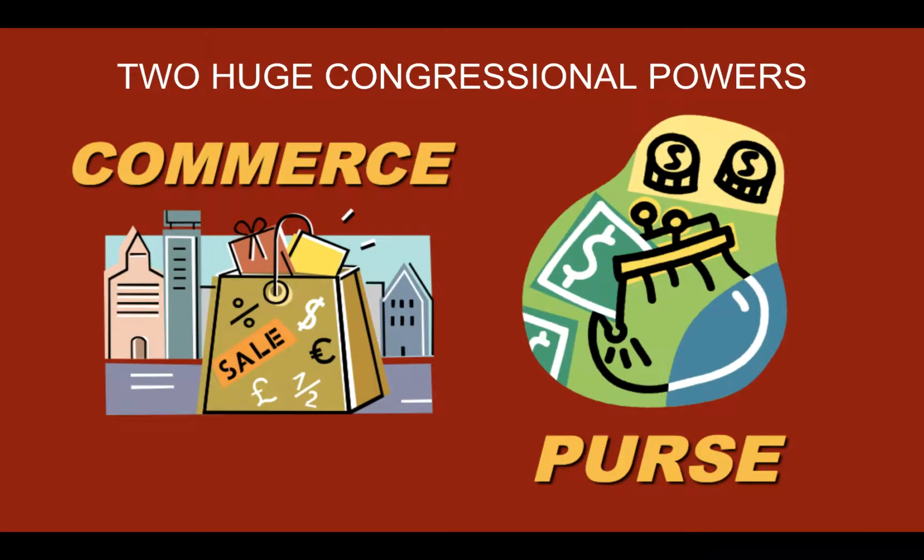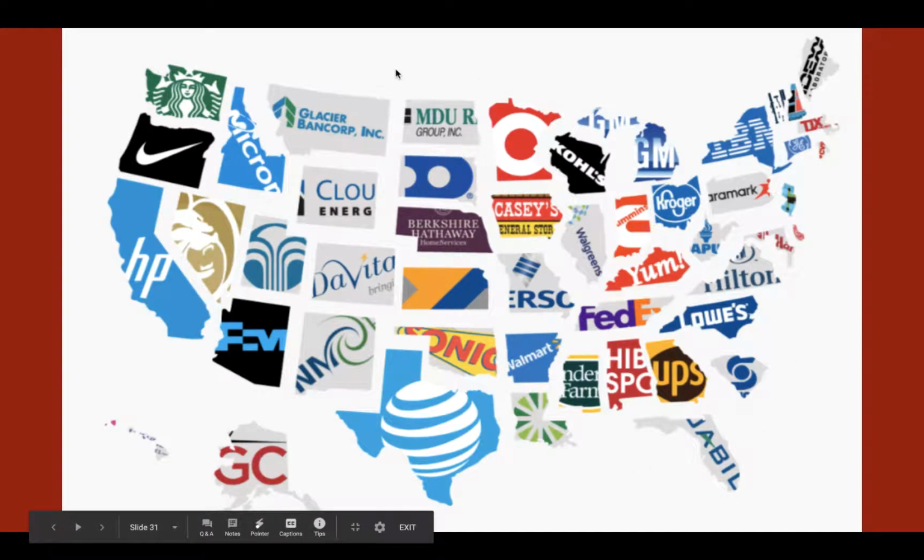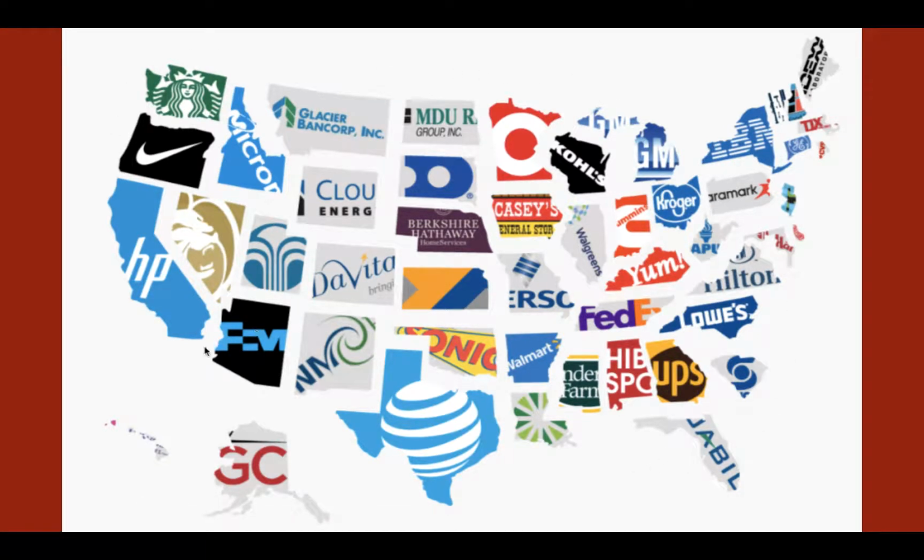Now, in there are two huge congressional powers, the power of commerce and the power of the purse. The commerce power basically says that Congress can regulate interstate trade. So think about it. If Congress can regulate things that are traded across state lines, these are some of the biggest companies in each state, that means Congress can regulate these companies. It gives Congress a ton of power.